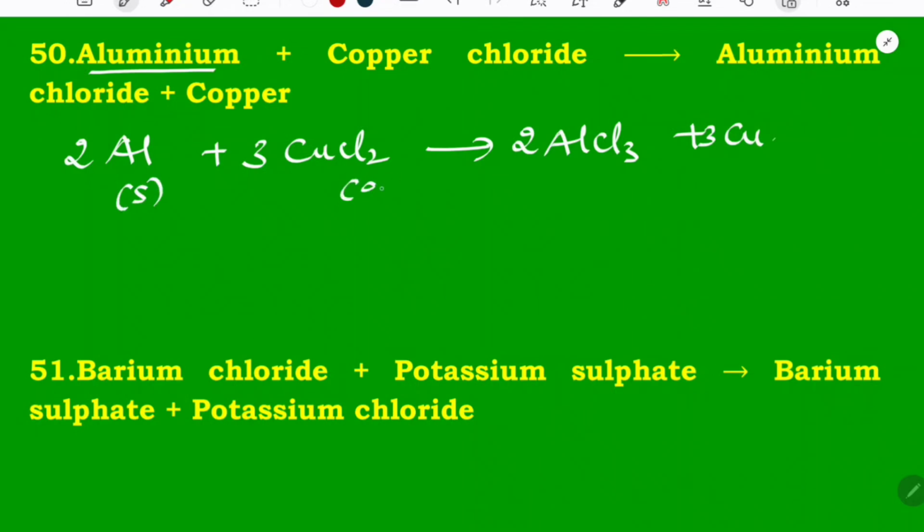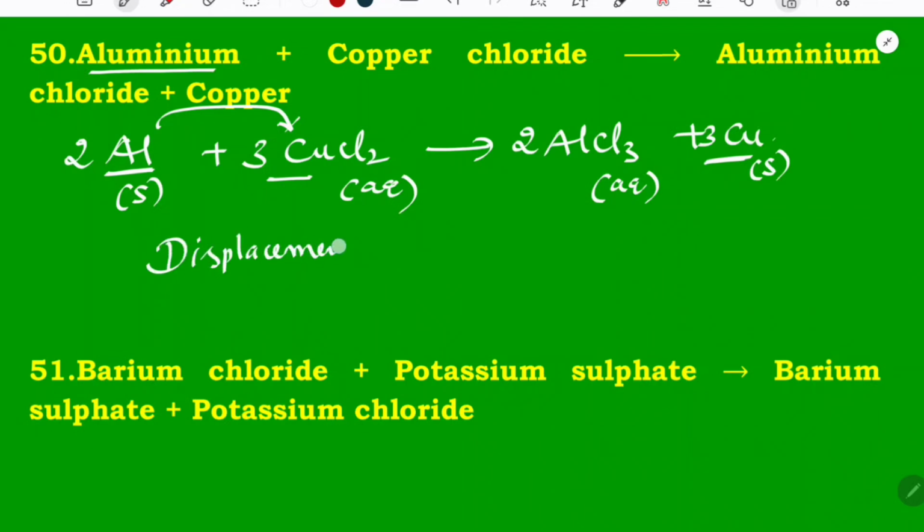Solid, aqueous, solid. So aluminum is more reactive. It can displace the copper from the copper chloride solution. So what type of reaction is this? Displacement, and at the same time a redox reaction. Displacement and redox reaction.